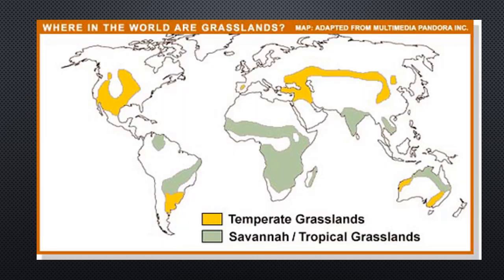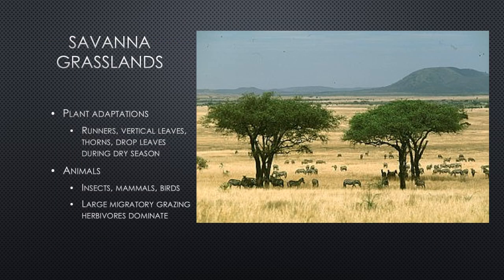So again, just bringing you back to where the savannas are located, near the equator. And for the savanna grasslands, the plant adaptations are, they have runners, they have vertical leaves, they have thorns, and they drop leaves during the dry season to conserve that energy. The trees that are present are often fire resistant and drought resistant. They offer food for giraffes, so they can grow tall because of their rapid growth rate, and that occurs during the rainy season.